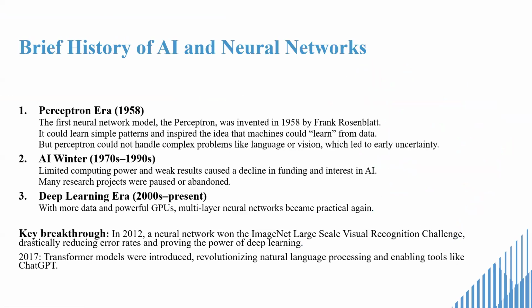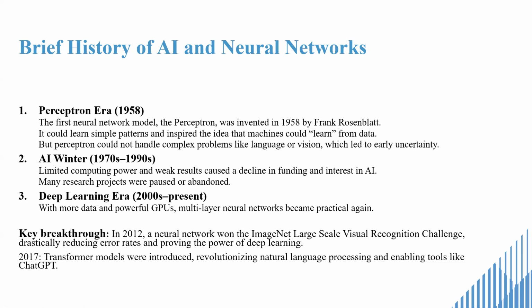So, a brief history of AI and neural networks. Some people think that deep learning or new AI started to be in the market after we started talking about ChatGPT and DeepSeek. After these, people got to know about AI more frequently. But the real thing is that the first era is the perceptron era, in 1958.